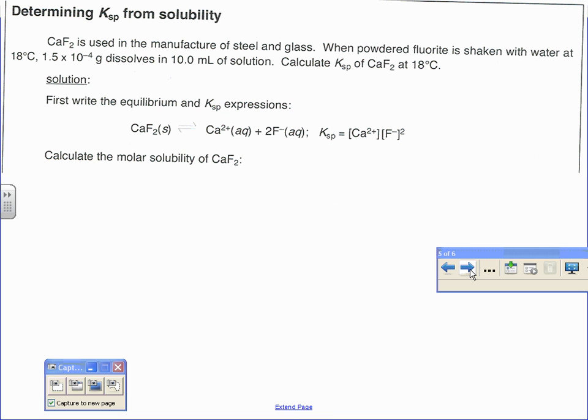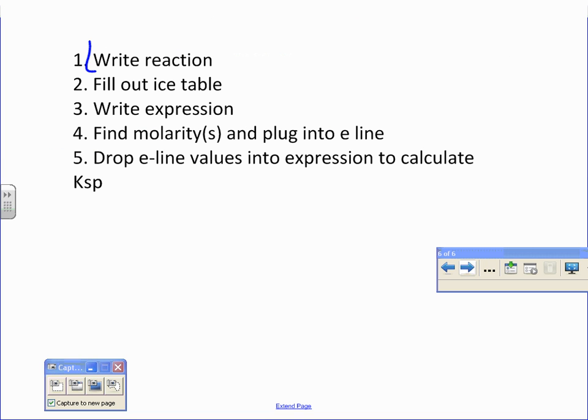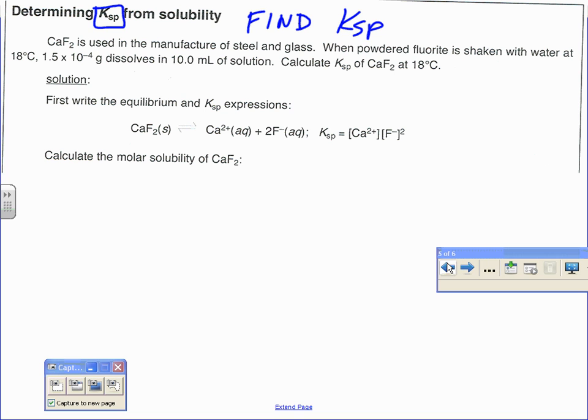Now, the first thing in the chapter we have to do besides equilibrium expressions is find KSP. There are 4 calculations in this chapter. Finding KSP takes several steps, but it's not that hard. Step number 1, you write out the reaction. That's always the first thing you do. If you notice right there, I've got my reaction already written, so I'm good to go.